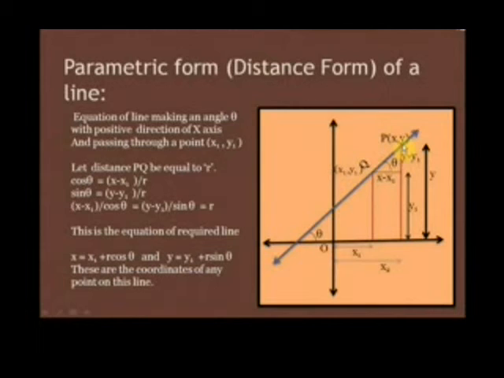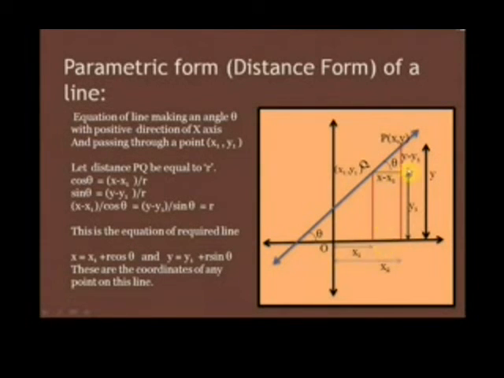Now, if I take any point P, x, y, it is a variable point and it lies on this line, and it is at a distance of r from this fixed point through which the line passes. Let us say that PQ is equal to r, that is, the distance between Q and P is equal to r. Now, this distance would be equal to y and this distance would be equal to y1. So, this distance is equal to y minus y1. Similarly, this distance is equal to x and this distance is equal to x1. So, this distance would be equal to x minus x1.